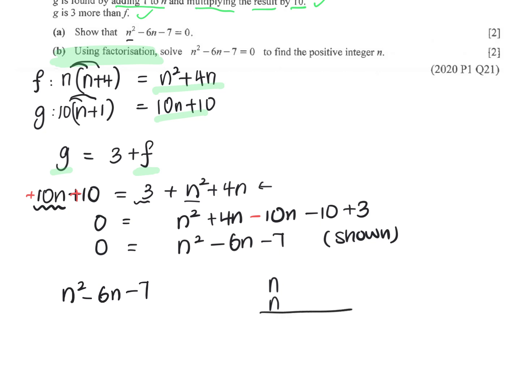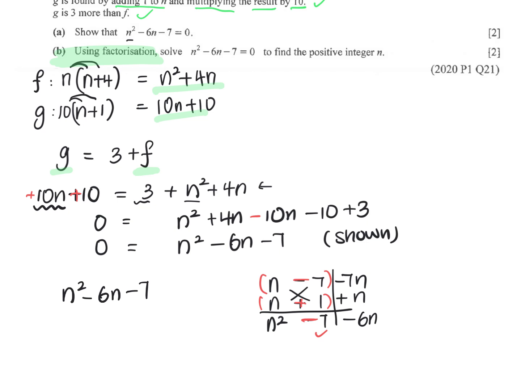n times n to give you n squared. Then what number times what number can give you negative 7? So I'll work out the sign later. I'll think of the numbers. So probably it'll be 7 times 1. And n times 7 will be 7n. n times 1 will be n. So I need a negative 6n. So I'm going to need subtract 7 plus n. So it'll be minus 7 plus n. And let's check the sign. Negative, plus, so positive. So this one is negative. This is correct. So my two brackets will be n minus 7 and n plus 1.